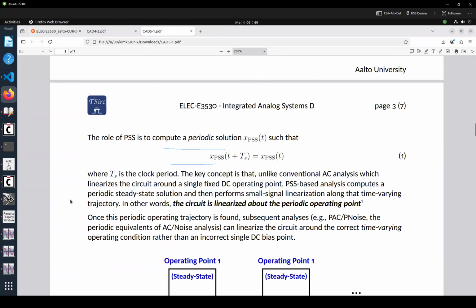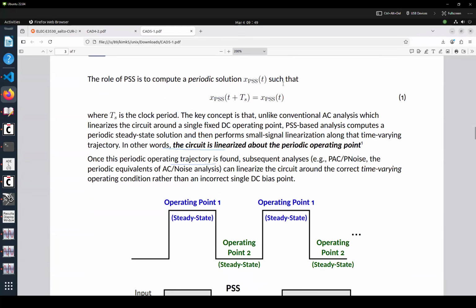And this simulation tries to find the stabilized state where the signal at time t is equal to the signal at time t plus 1 period later. That means it is stabilized in terms of period, which in our case is the clock frequency, a clock period.